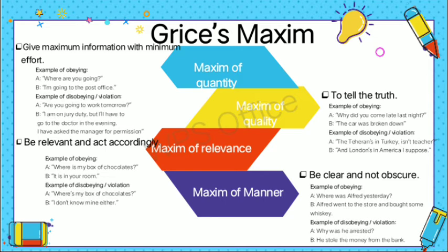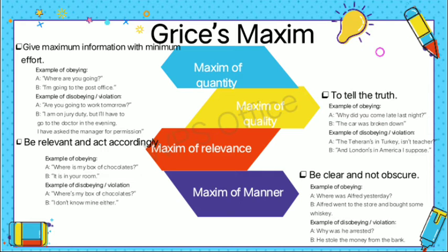Number 3 is the maxim of relevance. This requires the speaker to be relevant. Below are examples of adherence that obeys the maxim of relevance and one that violates the maxim, where one tries to be relevant and says things that are pertinent to the discussion. For an example of obeying, A asks, "Where is my box of chocolates?" B answers that it is in your room. So in the example, B's reply relates to the question, not talking about something else.